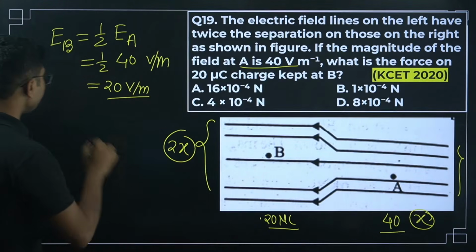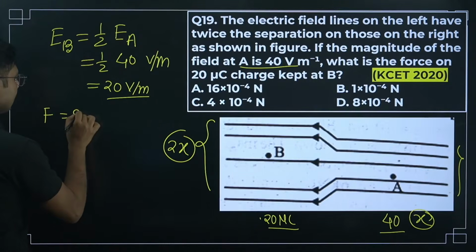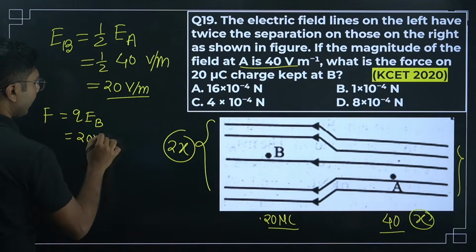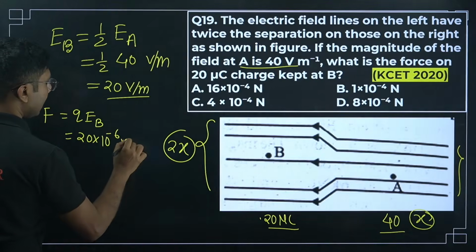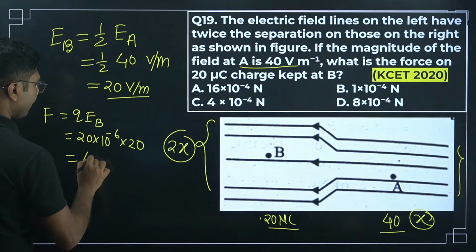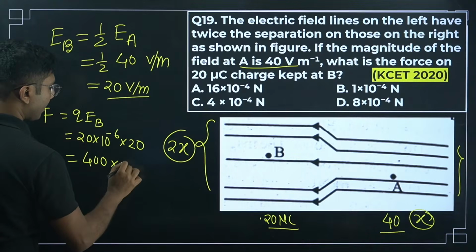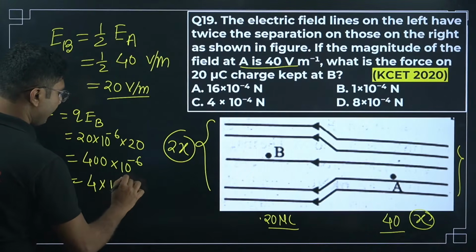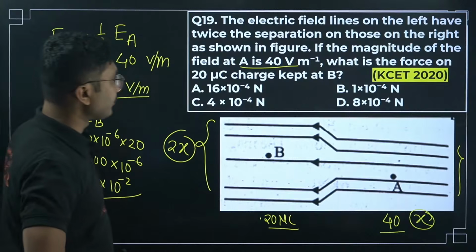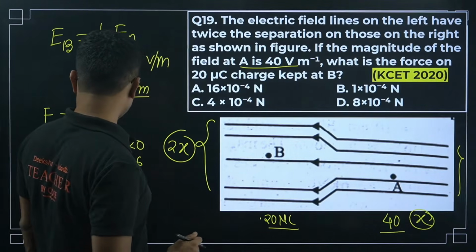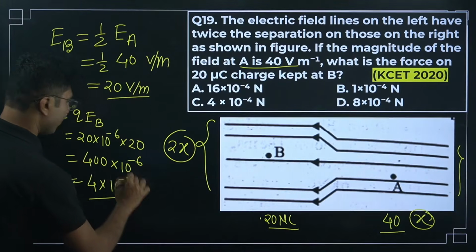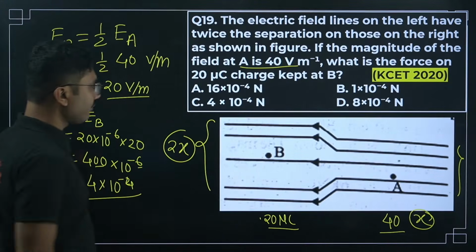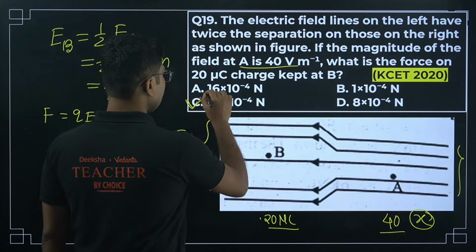Now what is the force? Force, we know, is Q into electric field. So 20 microcoulomb means 20 into 10 to the power of minus 6, into 20, that means 400 into 10 to the power of minus 6, that is 4 into 10 to the power of minus 4. So option C is correct.